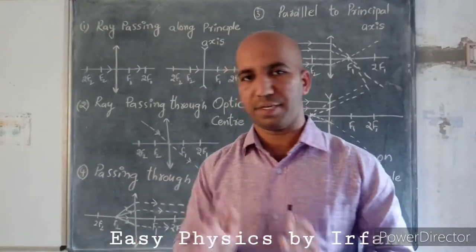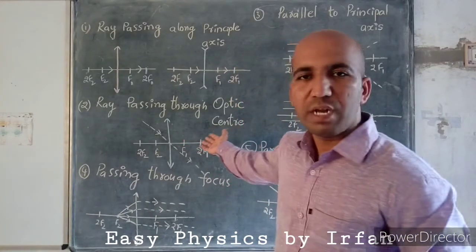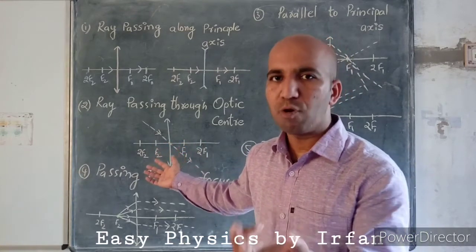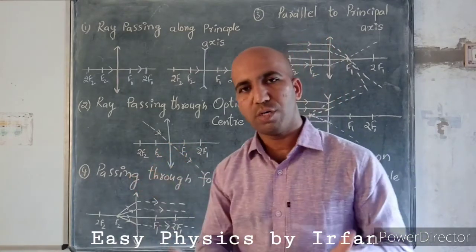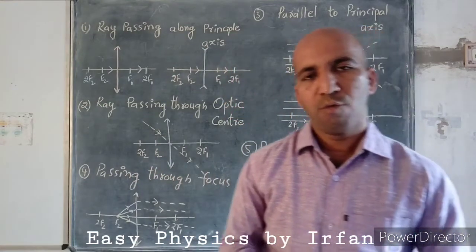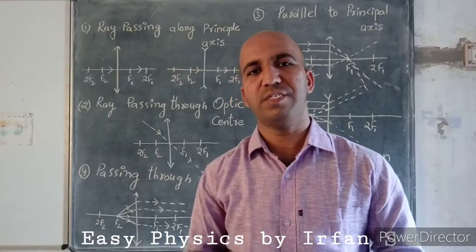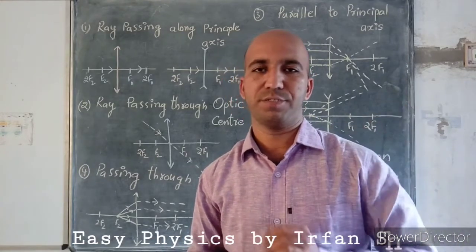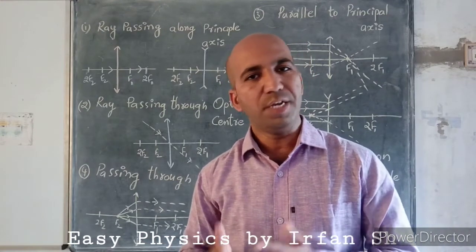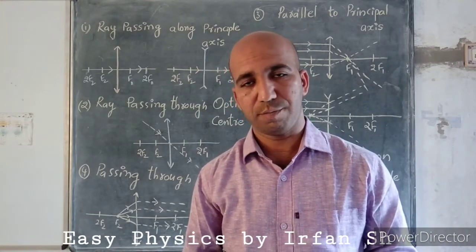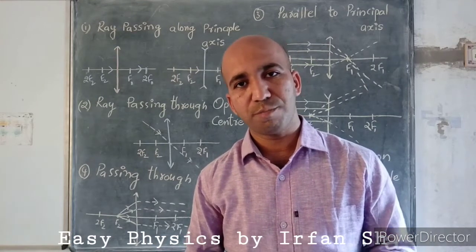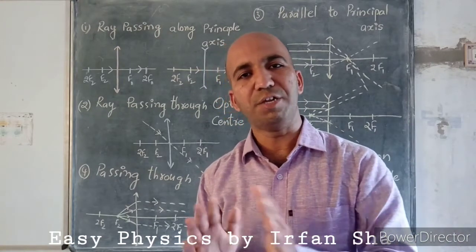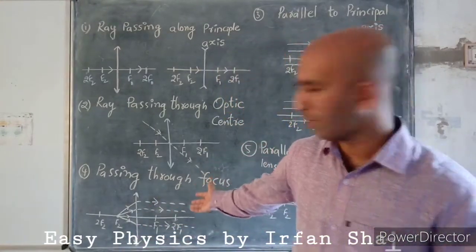And now we go to the second case. When a light ray is passing through the optic center, which is nothing but the pole of a lens, how does it behave after refraction? When a light ray is passing through the optic center of a convex lens or a concave lens, here also it is undeviated. That means after refraction, it passes in a straight line, undeviated. Observe the diagrams here.